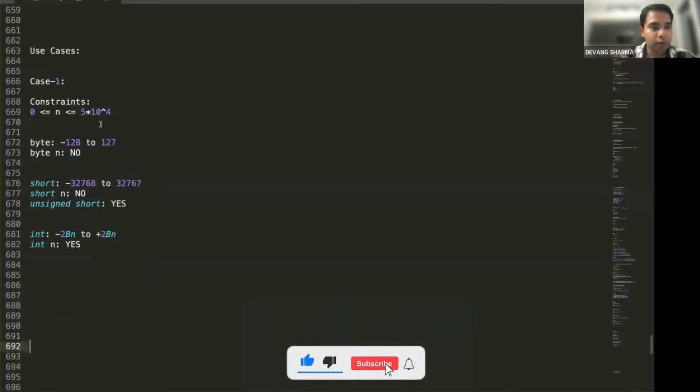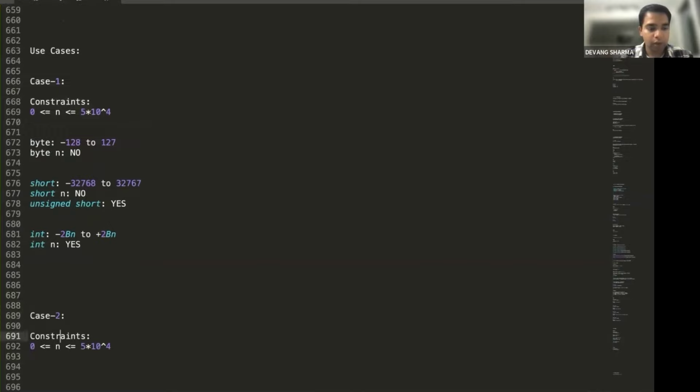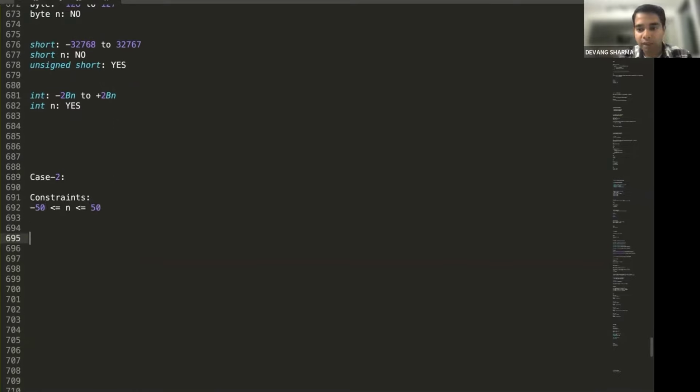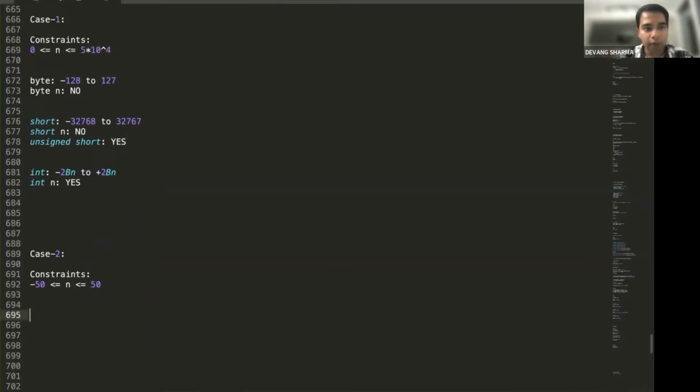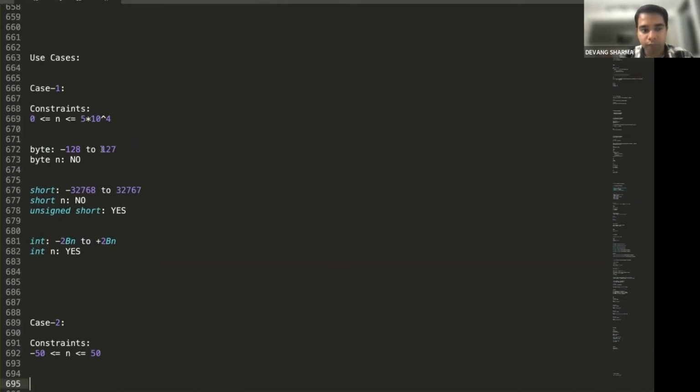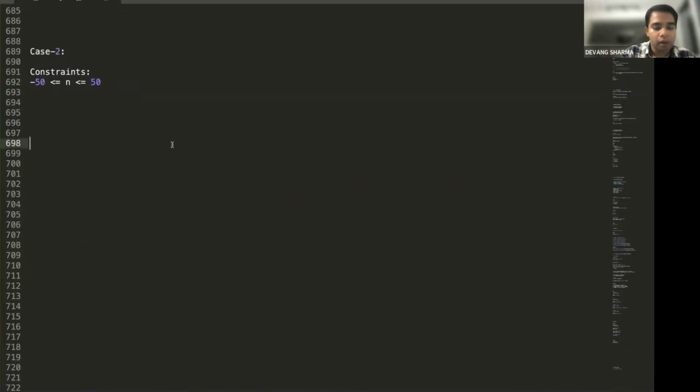What else? Let's talk about the second use case. Case number two: now the constants are relatively small. So I will take minus 50 to plus 50. Now you tell me, if n is between 0 to 50k, then n can be byte also? No, n cannot be byte, right? Byte will not fit within this range. Even if you take unsigned byte, that will be 0 to 255. It can be unsigned short, it can be integer, it can be long. Okay, all right.